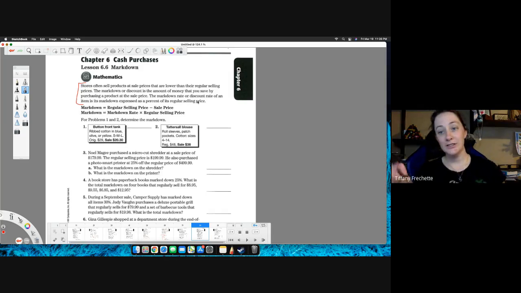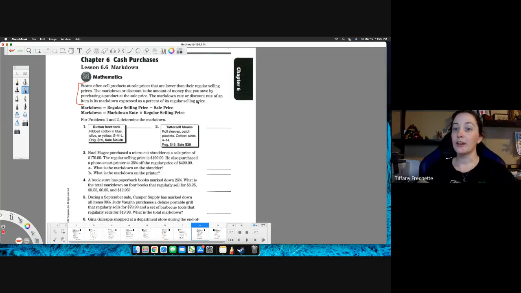But learning how to calculate yourself definitely can help save you a little bit of stress before you get up to the register. All right, so markdown, we have our markdown equals the regular selling price minus the sale price. And to calculate the markdown, you can do markdown rate times regular selling price. So they labeled both of these markdown. That was a little bit silly of them.